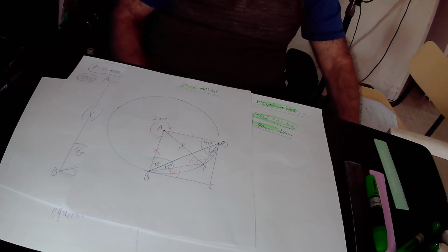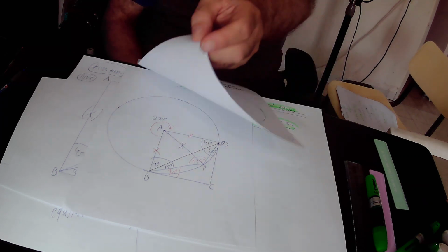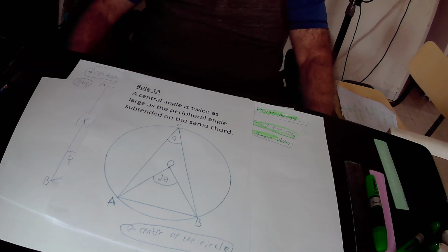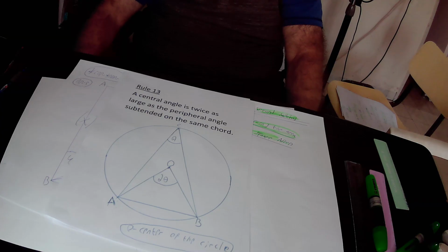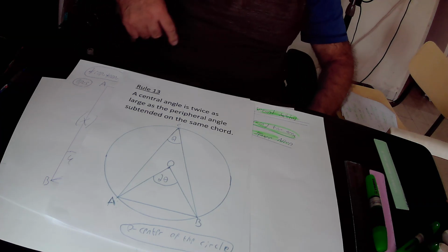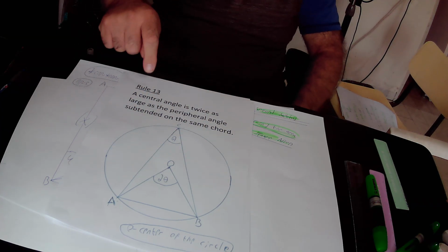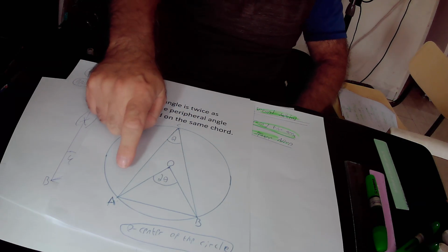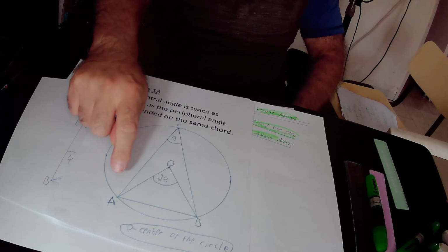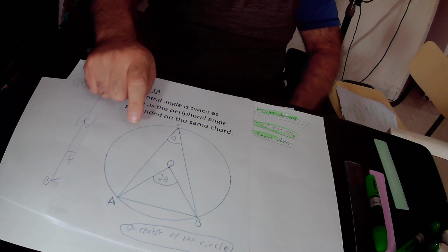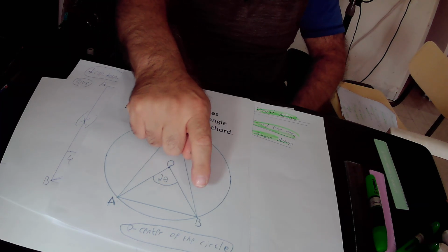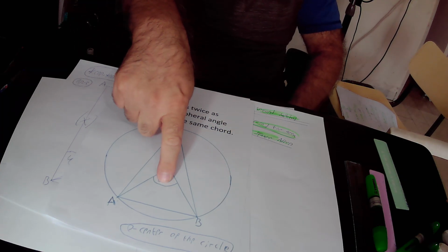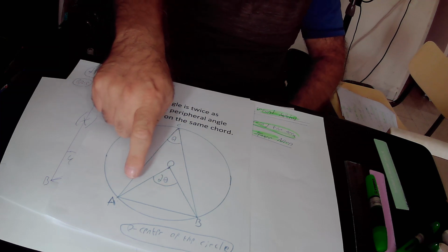So here we can implement rule 13. A bit quickly on rule 13: a center angle is twice as large as the peripheral angle subtended on the same chord. In the drawing, we have a circle. This is peripheral angle ACB. This is equal to theta degrees in size and is subtended on chord AB. Likewise, this is center angle AOB, that is also subtended on the same chord AB. So those two angles are both subtended on the same chord AB.